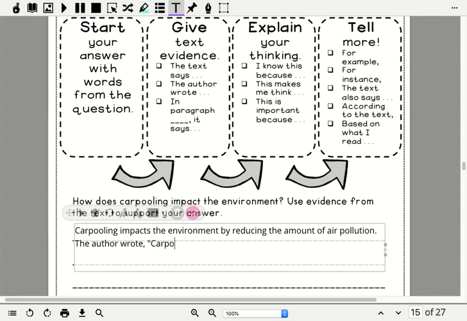So carpooling and riding bikes also reduces air pollution created from the exhaust of cars.